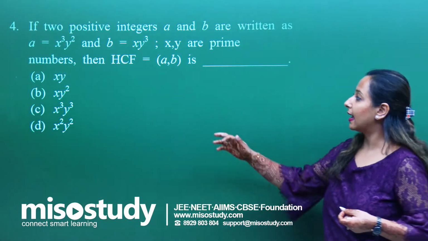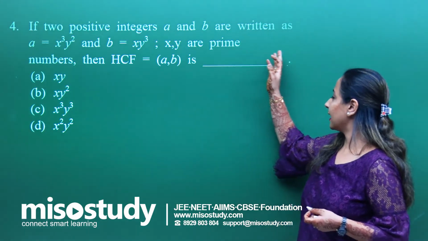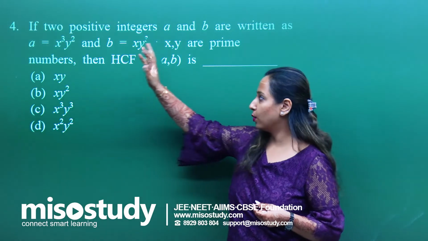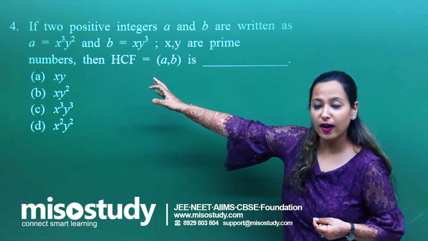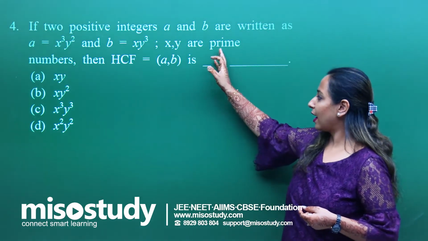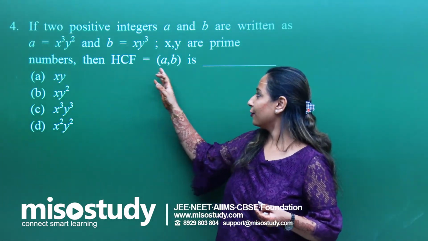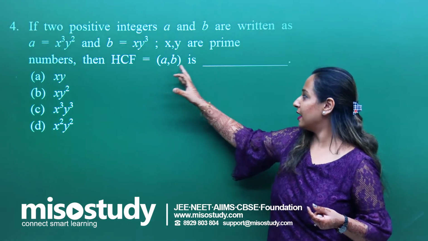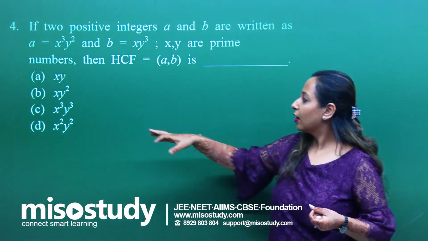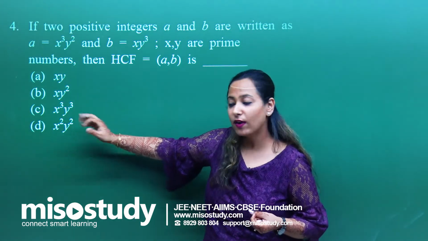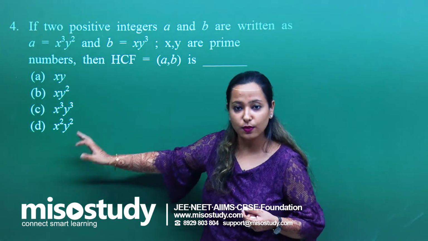The next question says that if two positive integers a and b are written as a is equal to x cube y square and b is equal to x y cube, where x and y are prime numbers, it is already given to us, then the HCF of a and b is what? Options are xy, xy square, x cube y cube and x square y square.